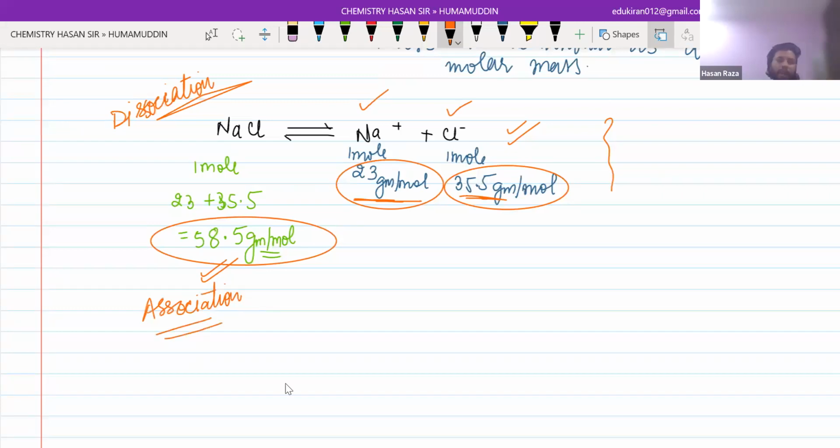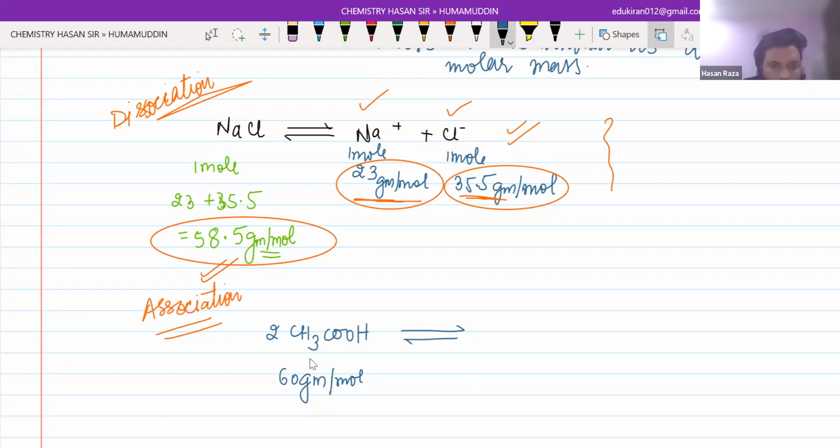So see what happens. I'm going to take 2 moles of CH3COOH. Can you tell me the molar mass of this CH3COOH? If you calculate, you will get 60 gram per mole. 2 carbon is there, that means 24. 2 oxygen is there, that means 32. 24 plus 32. Oh, wait a minute. Let me calculate it. 24 plus 32 is 56, and 4 hydrogen is there, so 56 plus 4, 60 gram per mole.